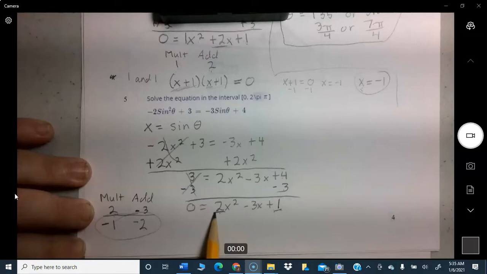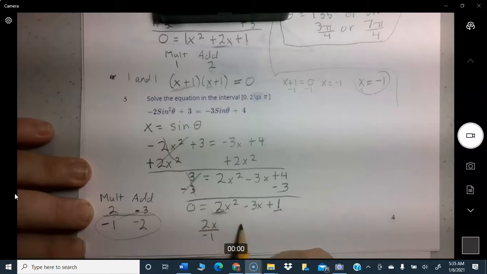Now, you remember there was a twist when you had a coefficient in front of the x squared that's not a 1. You take the 2x, not 2x squared, just the 2x, and you put it over this number. Then you take the 2x and you put it over this number. And you reduce. Well, 2x minus 1 can't be reduced, so right away that's one of our factors.